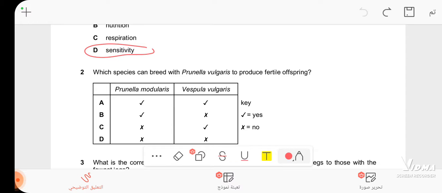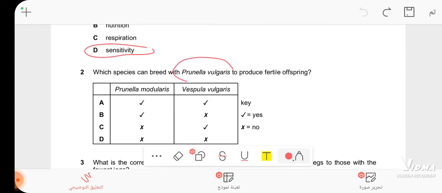Question number 2: which species can breed with Prunella vulgaris to produce fertile offspring? As you know, to have fertile offspring, reproduction occurs between 2 organisms that have the same species. Do we have any 2 organisms that have the same species?